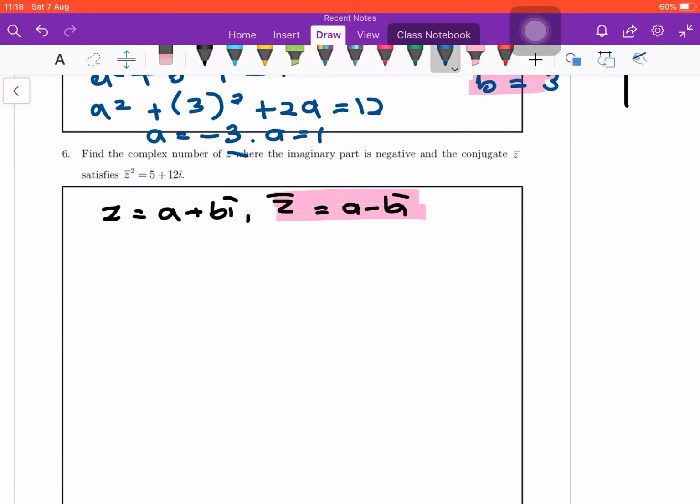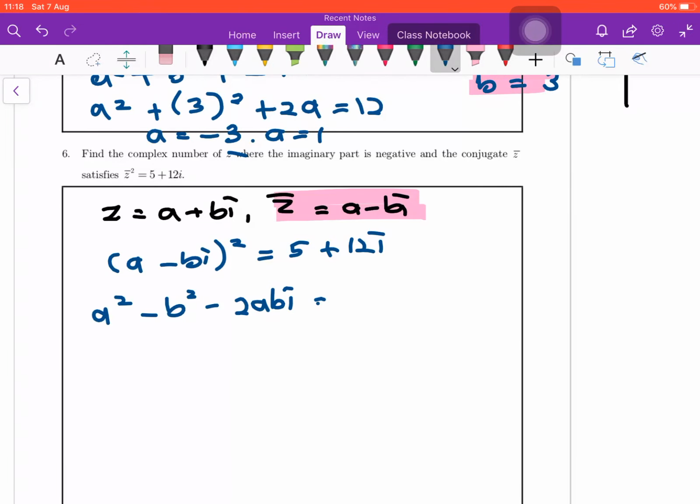Okay, so kita substitute. Kita akan dapat (A minus BI) square equal to 5 tambah 12I. So, macam biasa, you have to expand the bracket. So, you should get A square minus B square minus 2ABI equal to 5 tambah 12I.